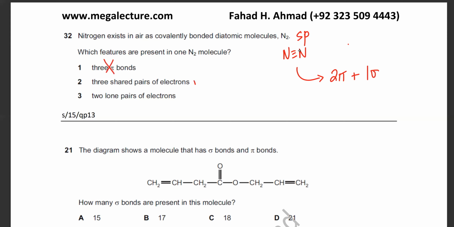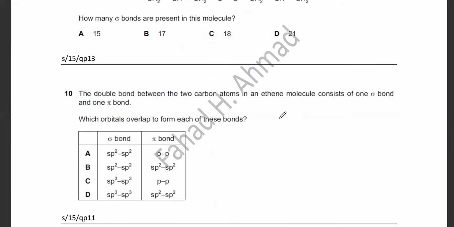Three shared pairs of electrons, that's true. A triple bond is three shared pairs of electrons. And does it have two lone pairs? Nitrogen has 5 electrons, and only 3 of them are bonding, so it's going to have 2 electrons left. This other one would also have 2 electrons. So there would be 2 lone pairs of electrons. We did questions like these earlier.